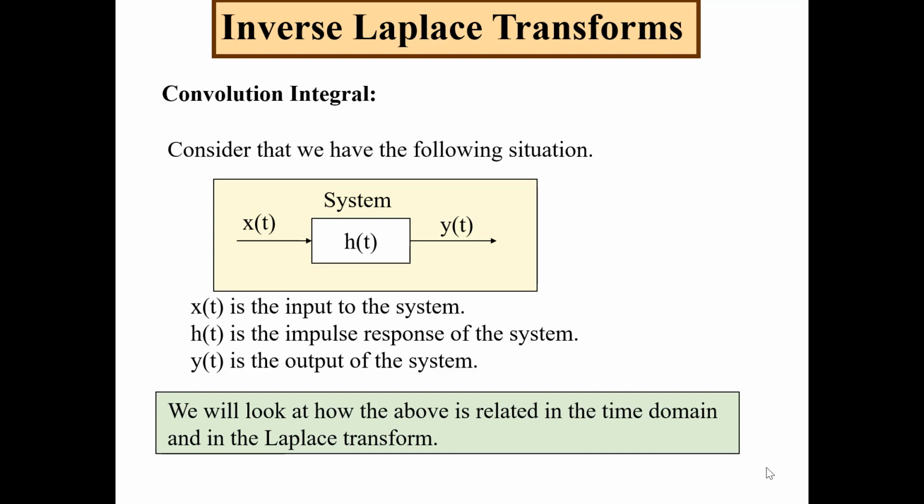Okay, so first we have to consider the following situation. We have the input x(t) here, and then we have a system here, and then we have the output y(t). x(t) is the input of the system, h(t) is the impulse response of the system, and y(t) is the output of the system. So we have three items here: x(t), h(t), and y(t).